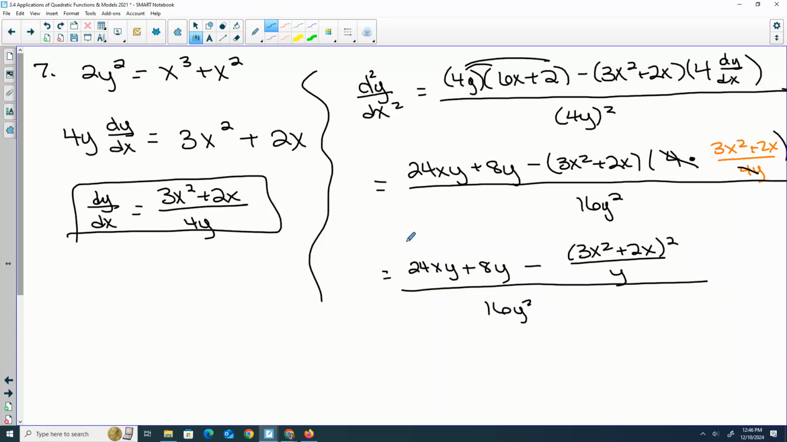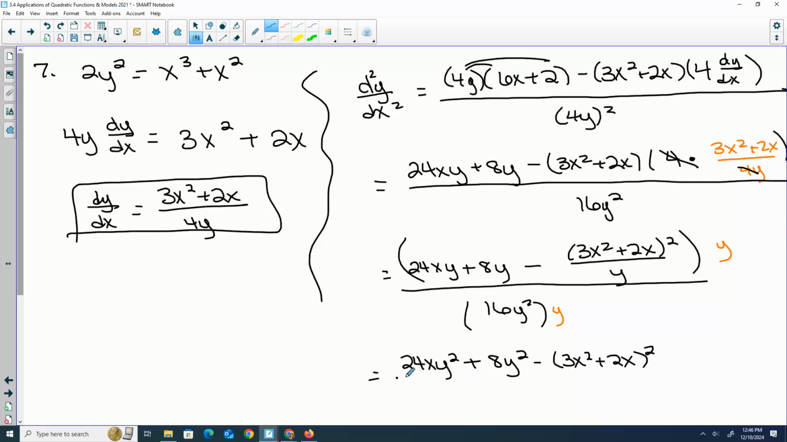So what do I have to do now? No fractions in a fraction, so I'm going to multiply everything by a y. So we get 24xy squared plus 8y squared minus this 3x squared plus 2x squared over 16y cubed. You are welcome to multiply that out. I think I did on my answer key, but you don't have to.